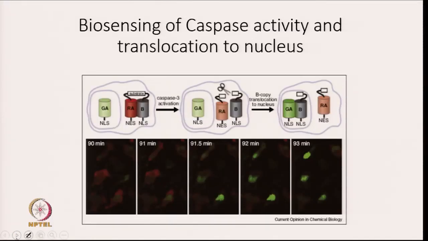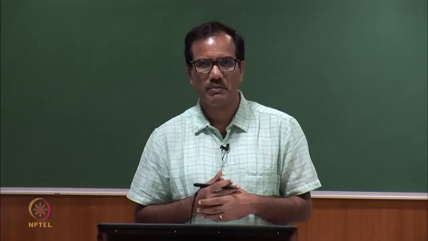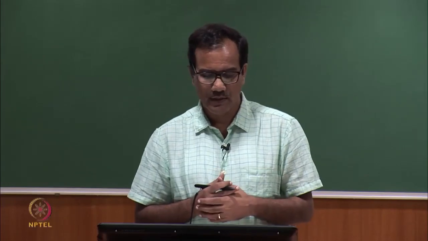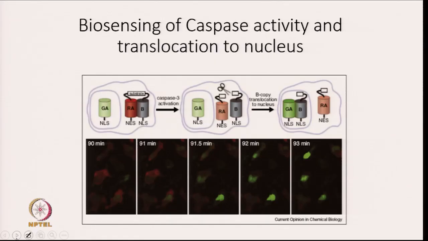There are other kinds of sensing which can be done using fluorescence microscopy. One example here is biosensing of caspase activity and translocation to the nucleus. In this, you can see there are two molecules, Ra and B, and there is a Ga. If I take caspase 3 and here is your substrate, what this caspase 3 does is cut the substrate, and there will be translocation of this B from cytoplasm to nucleus.